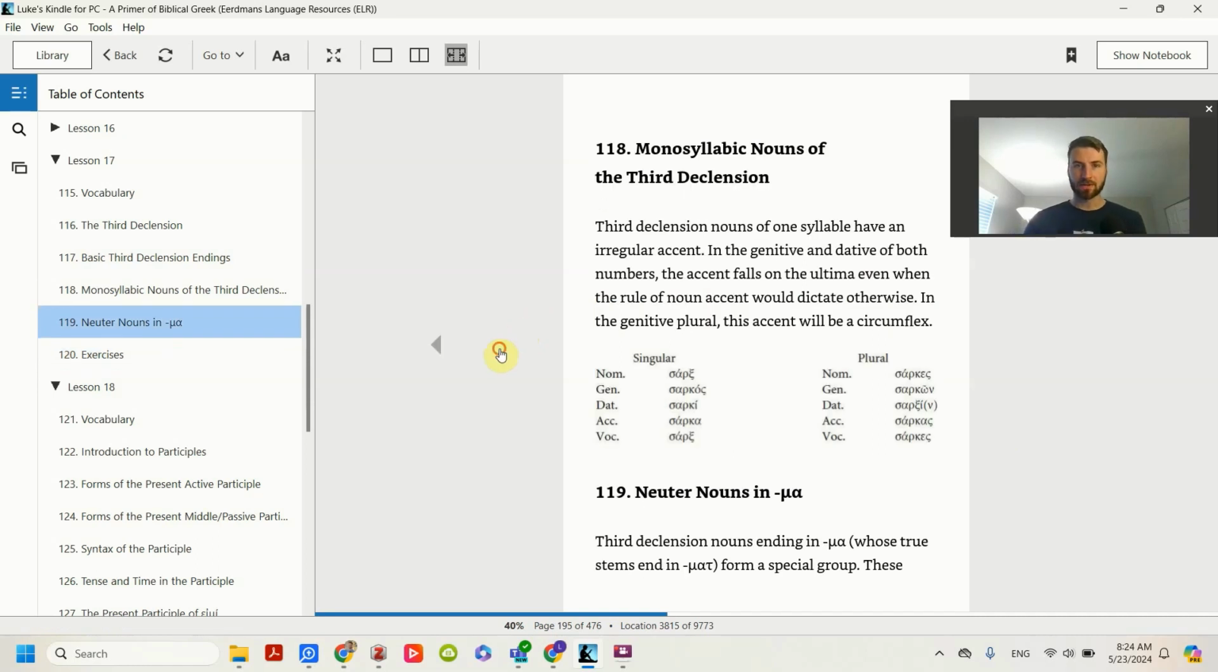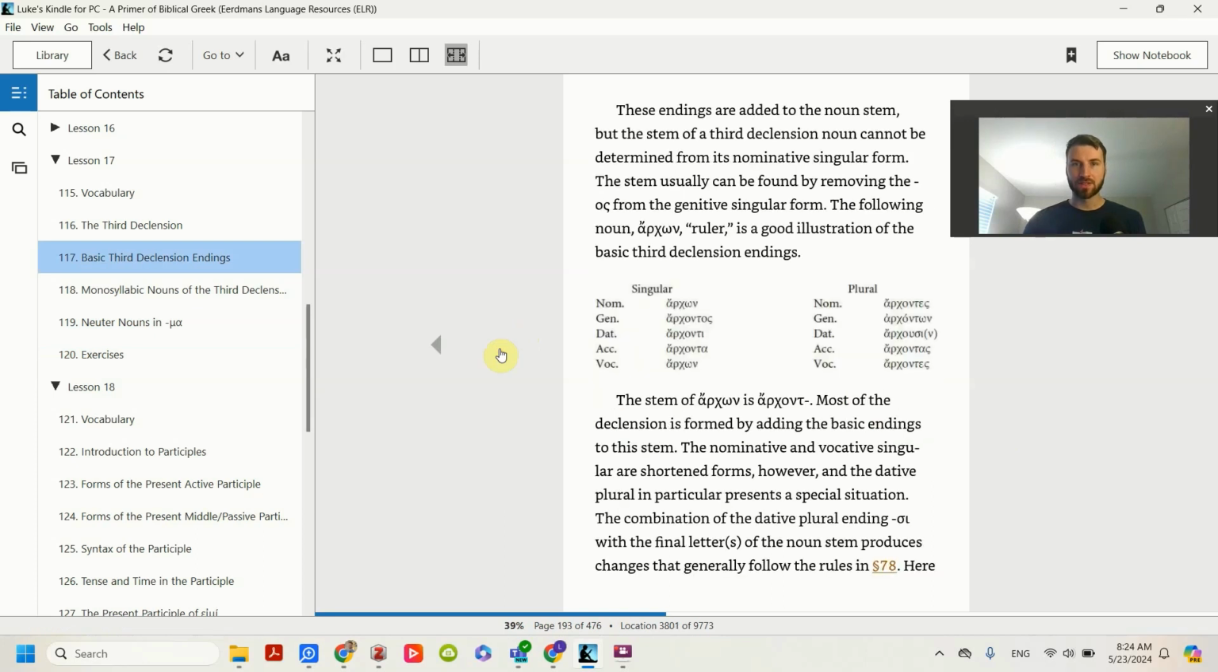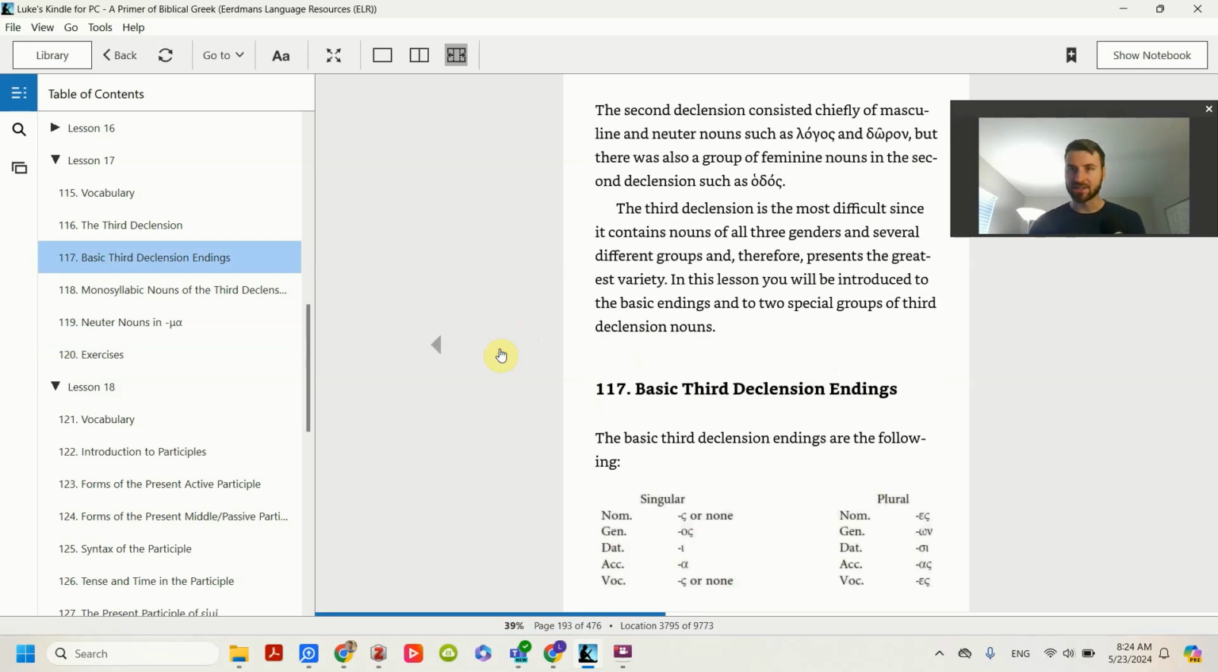So if we just go back, the main thing you need to know is that third declension takes different endings. And it's somewhat similar to first aorist and second aorist, where they mean the same thing, but they just have different ways that they're formed. It's somewhat like this, or like that as well. You still have nominative, genitive, dative, accusative, vocative, and those mean the same thing. It's just that with some types of nouns, the endings are different.